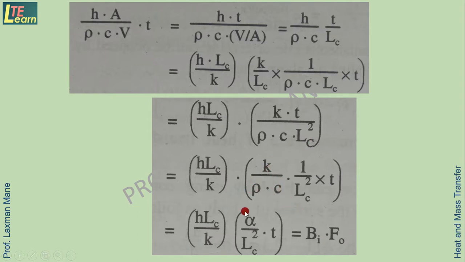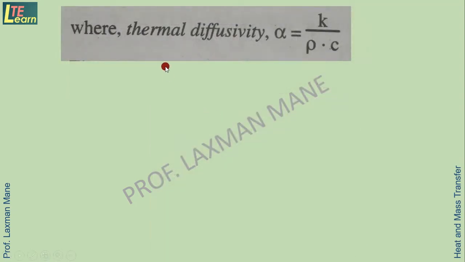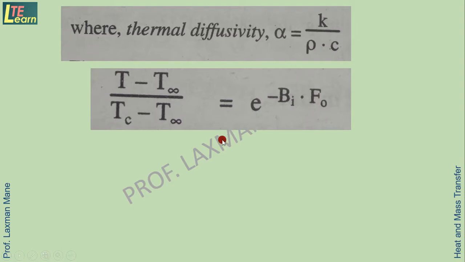After that, here h Lc upon k, and this term we can write as alpha t upon Lc square. So alpha is the thermal diffusivity. Now the left bracket is the Biot number, the right bracket is the Fourier number. Thermal diffusivity is alpha, meaning thermal conductivity upon ρ into heat capacity. Thus the temperature distribution equation is equal to e raised to the product of Biot number and Fourier number with a minus sign.